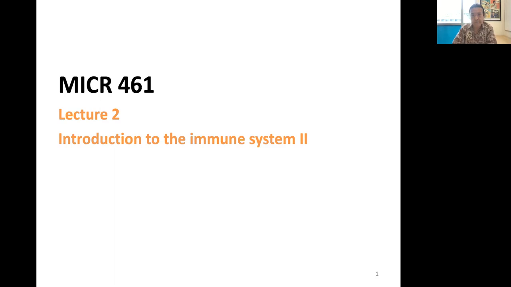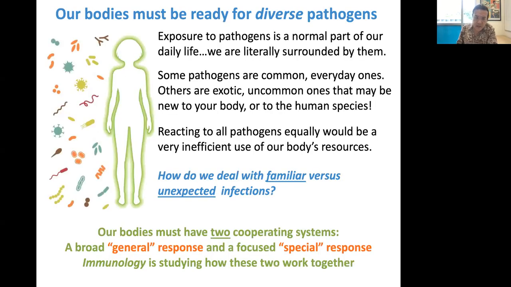Okay, so let's go ahead and continue our introduction to the immune system and continue with our overview of all these types of things that we'll be talking about this semester. So we left off last time with this slide, and we said that when we think about the role of our immune system, we think about what it does for us and how it protects us. In order for our immune system to protect us, our bodies must be ready for the diverse pathogens that we are exposed to. And remember that every single day of your life, we are surrounded by pathogens everywhere, in the air, on the surfaces that we touch.